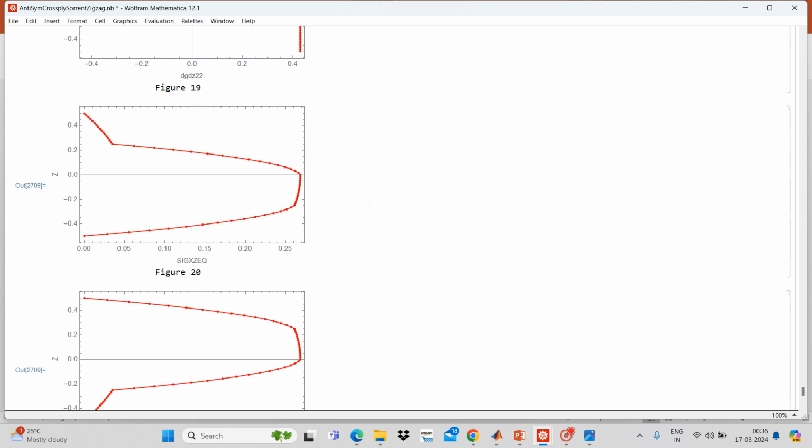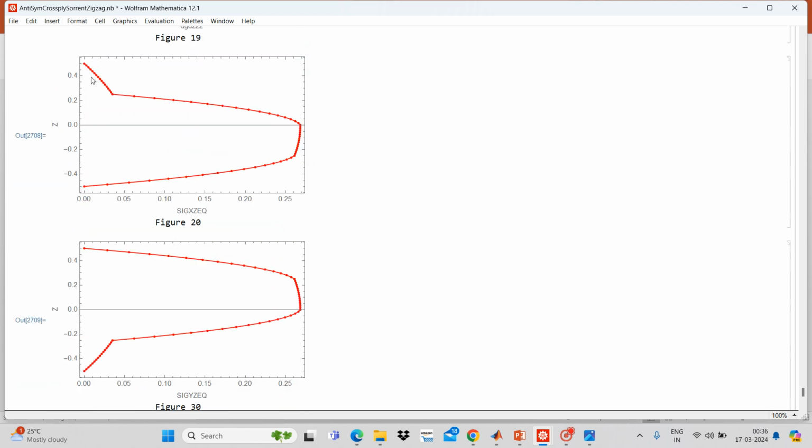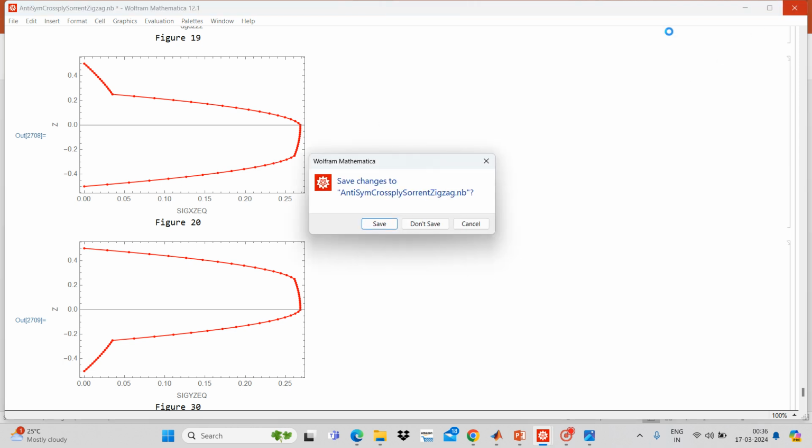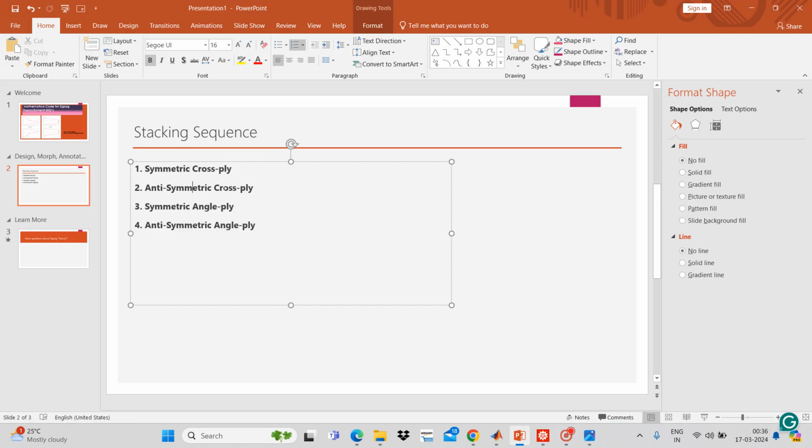and hence from the equilibrium equations we get this transverse shear stress sigma XZ, and this is the transverse shear stress sigma YZ, and this we get from the integration of the equilibrium equations. So this is our second goal, what we have achieved. That was the anti-symmetric cross-ply case.